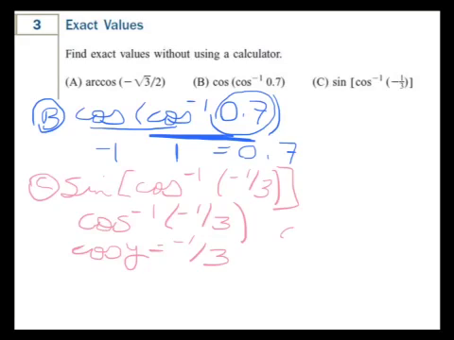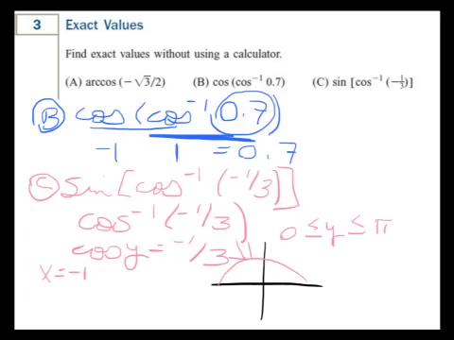And again, we're talking about 0 is less than or equal to y, which is less than or equal to pi. So if we draw our graph, we're dealing with this section, and we're doing negative 1/3, so it's going to be in this section here. So what I need to figure out is what the sine is. So I know that x is negative 1, r is 3, so I need y.